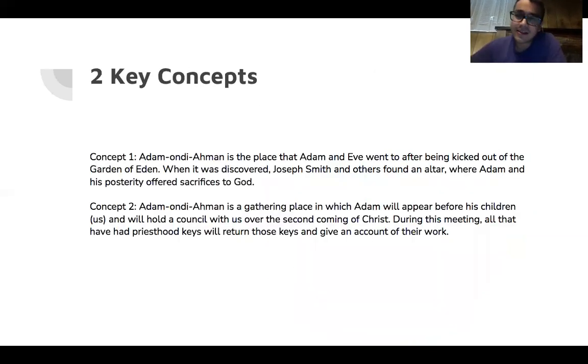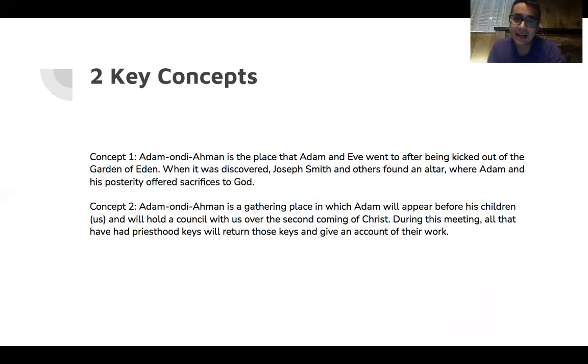Two key concepts. Concept number 1, Adam-ondi-Ahman is the place where Adam and Eve went after being kicked out of the Garden of Eden. This is made apparent because one of the scholarly articles that I'll show you later cites how Joseph Smith found an altar, and he says that it's literally the altar where Adam offered sacrifices to the Lord with his family.